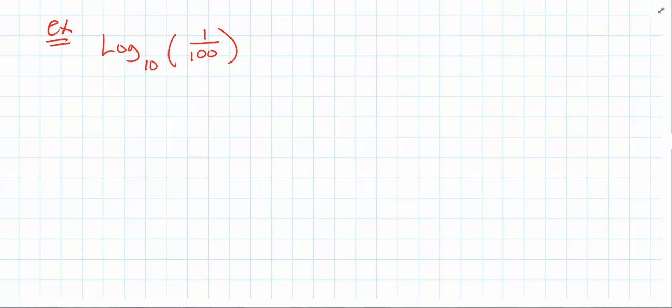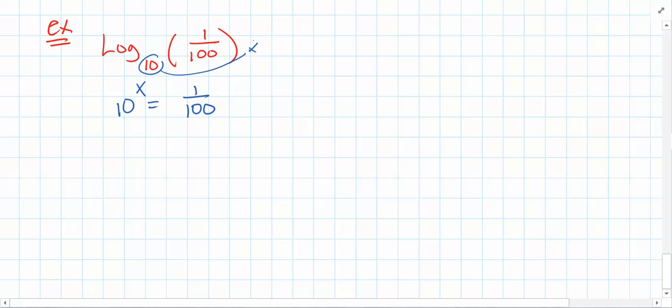Okay, I'd like you guys to try this one. Log base 10 of 1 over 100. Talk about this one in your group. See if you can come up with a value for this. Remember, this whole thing represents an exponent. So I would say, yeah, 10 to the what power gives me back 1 over 100.